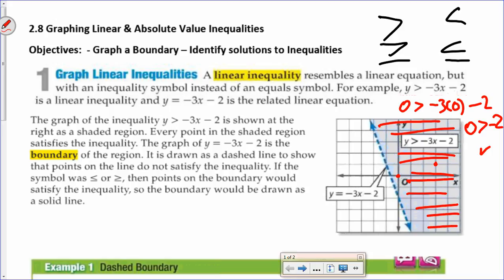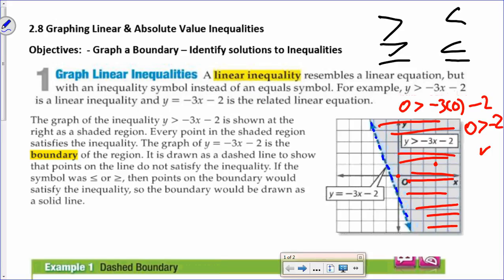The graph of y equals negative 3x minus 2 is the boundary of the region. You graph the line here. That's our blue line, and it's a dashed line. This blue is just y equals negative 3x minus 2. It's a dashed line for a reason: it is drawn as a dashed line to show that the points on the line do not satisfy the inequality.